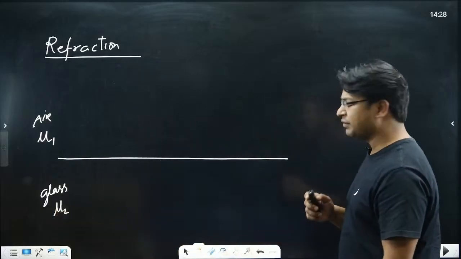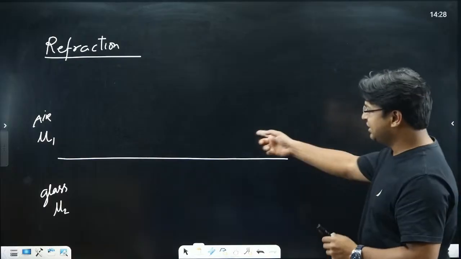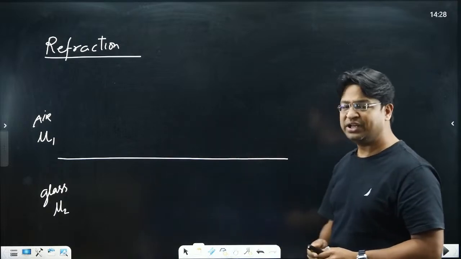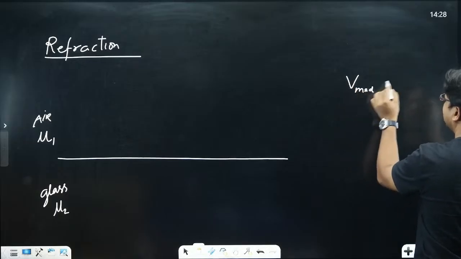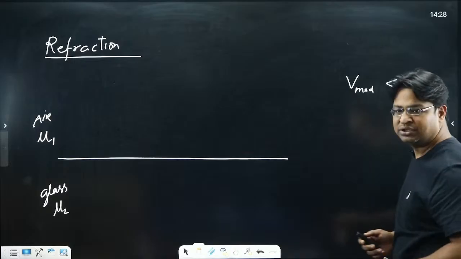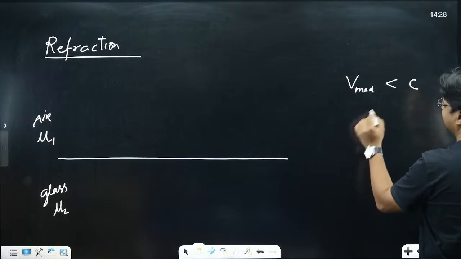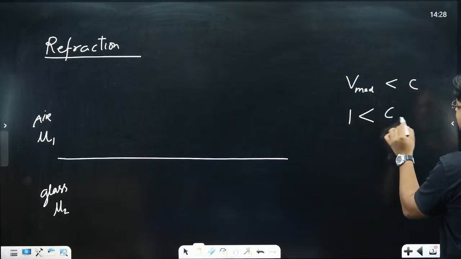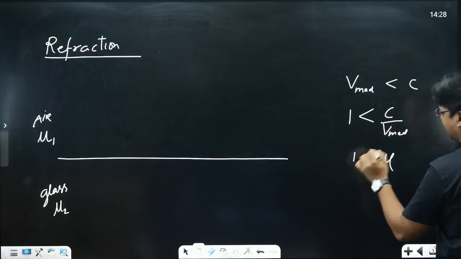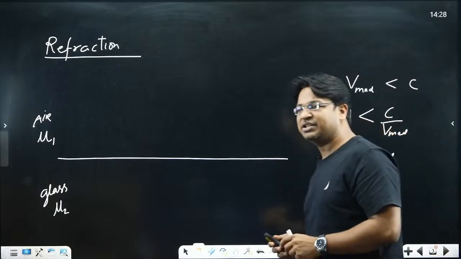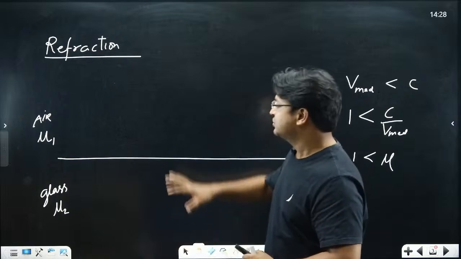Now, in case you're wondering what refractive index is: in any medium, whether it is air, glass, water, or any other transparent medium, the speed of light in the medium is less than the speed of light in vacuum. So if I divide this entire inequality by V, I will get 1 is less than C by V, and this ratio is called the refractive index of the medium. So the refractive index of a medium is the ratio of the speed of light in vacuum to the speed of light in that medium.